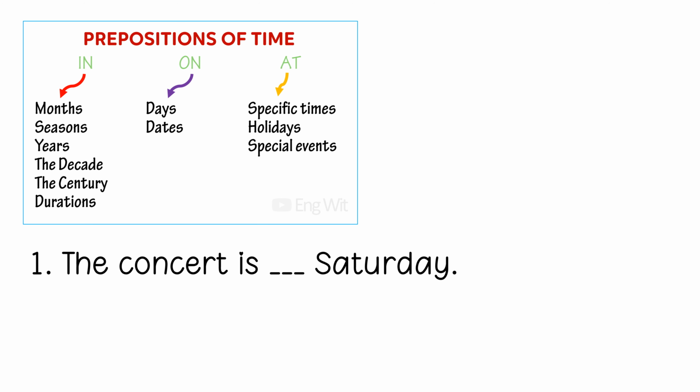The concert is blank Saturday. The time indicator in this sentence is Saturday. Saturday is a day. Therefore, here we use the preposition on. The concert is on Saturday.